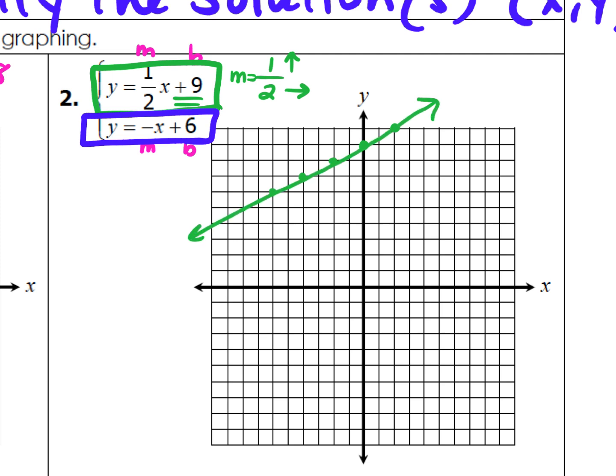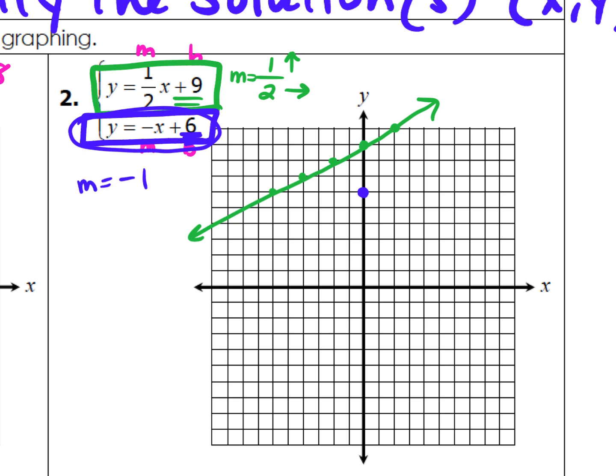Yeah? Okay. Now I'm going to switch to blue. What do I plot first in my blue equation? 6. So that's my y-intercept. I'm going to go 1, 2, 3, 4, 5, 6. What is my slope of that line? -1. If there's a negative there, that's a -1 for your slope.